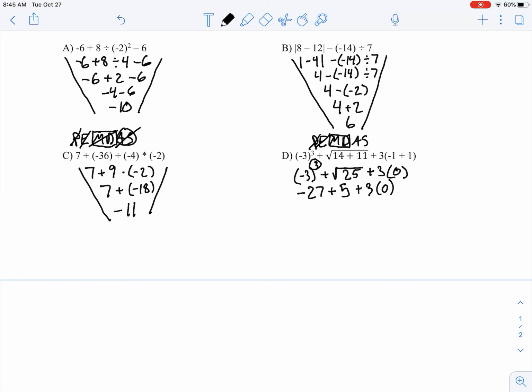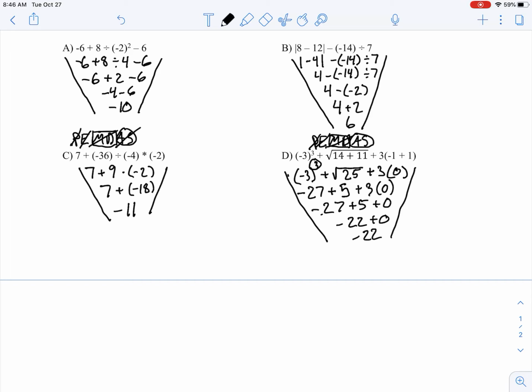Now we have multiply, divide, so I'm going to go left to right and see. I've got negative 27 plus 5 plus, well, 3 times 0 is going to be 0. I've done all my multiply, divide, and now I've got addition and subtraction to take care of here. So negative 27 plus 5 is negative 22. Don't forget to bring down your plus 0, even though we don't really need it, because negative 22 plus 0 is negative 22. And we've funneled it down to our final numeric value there.